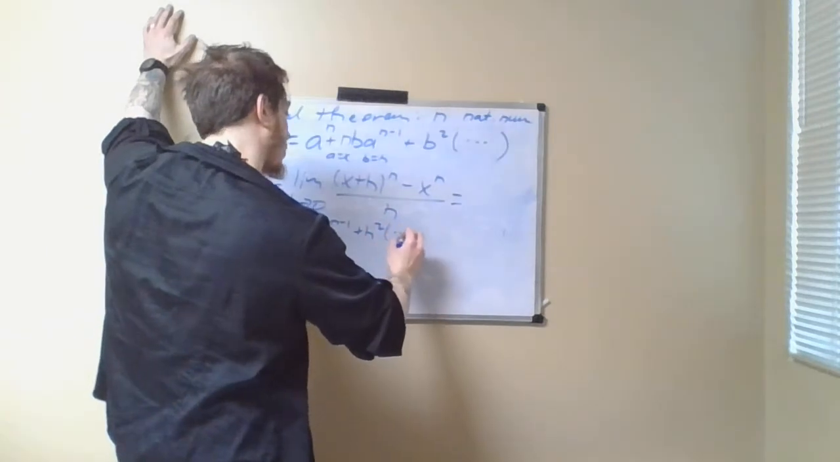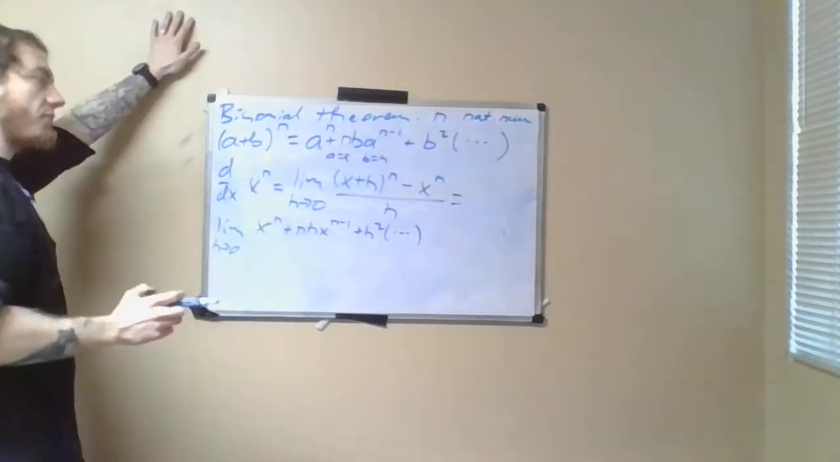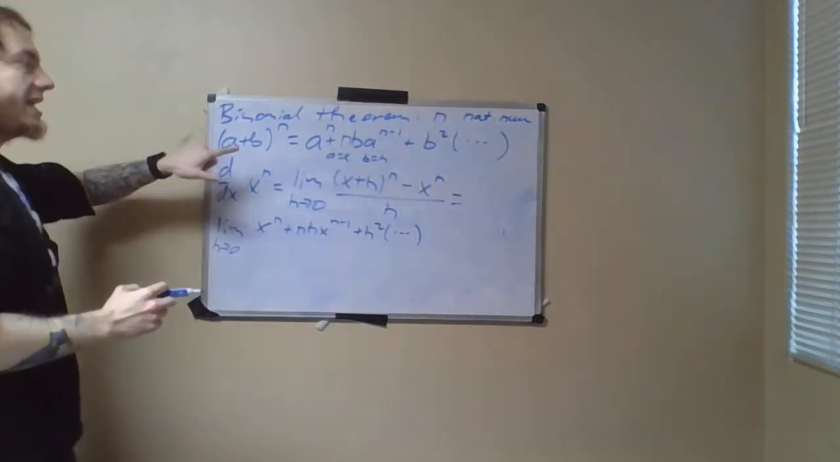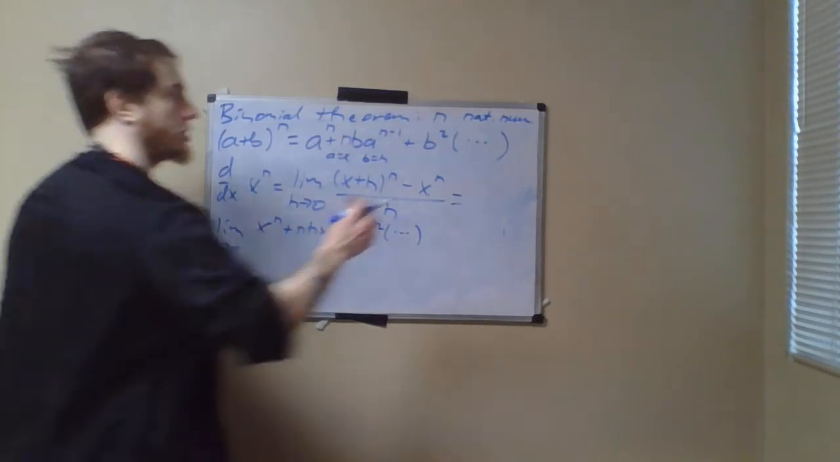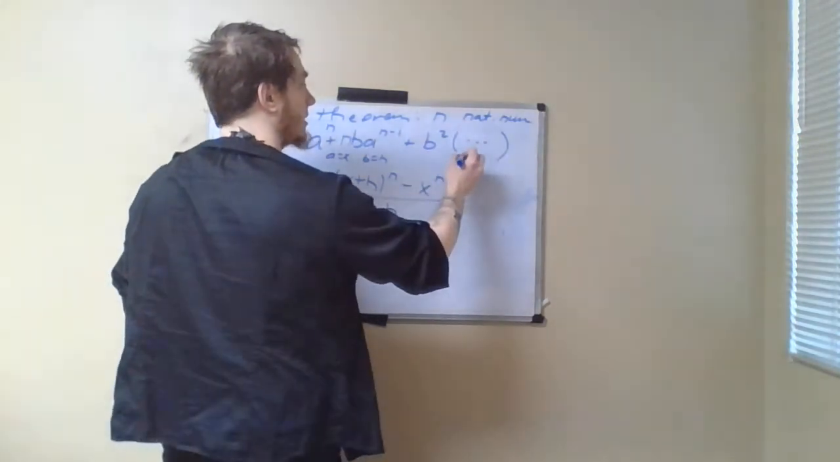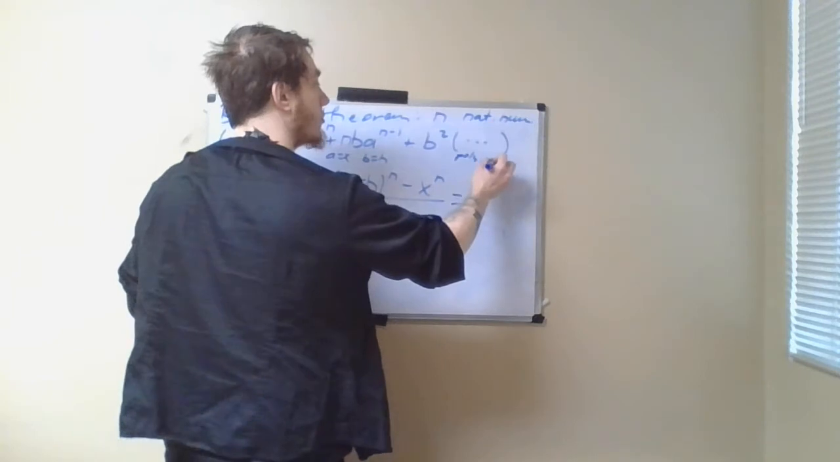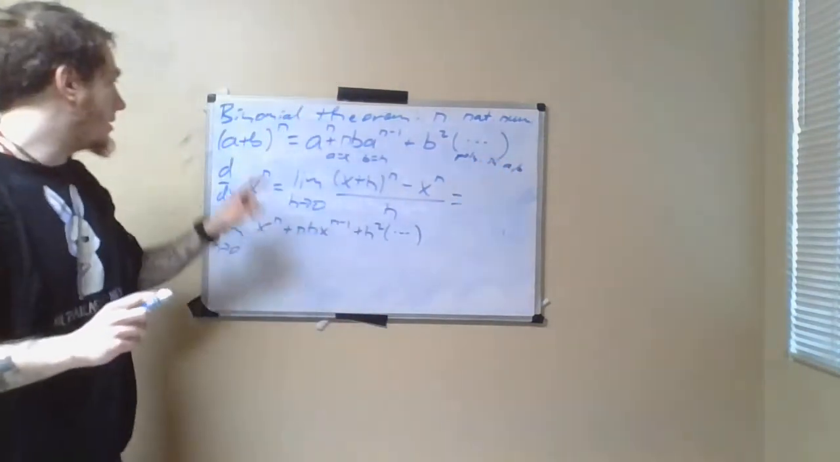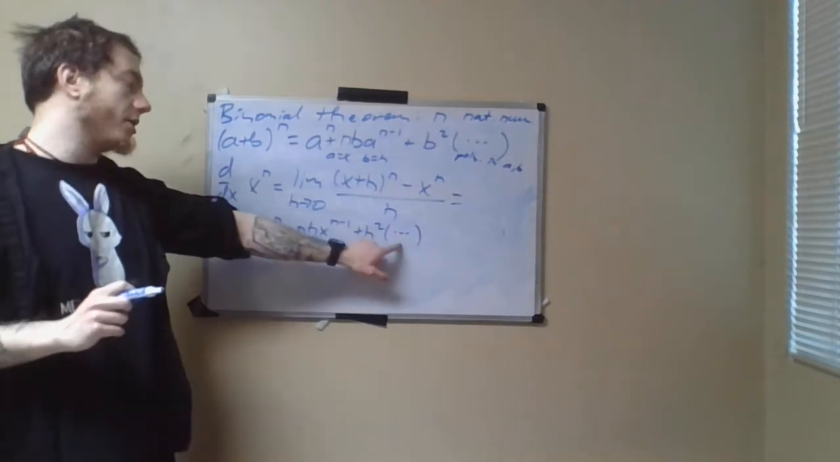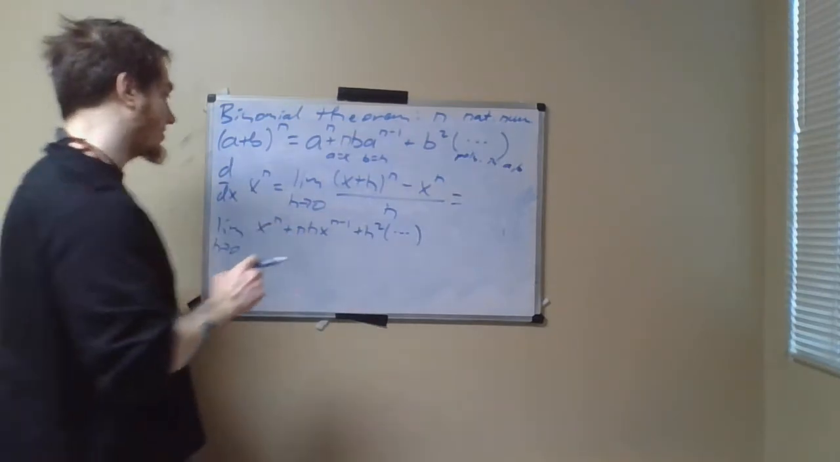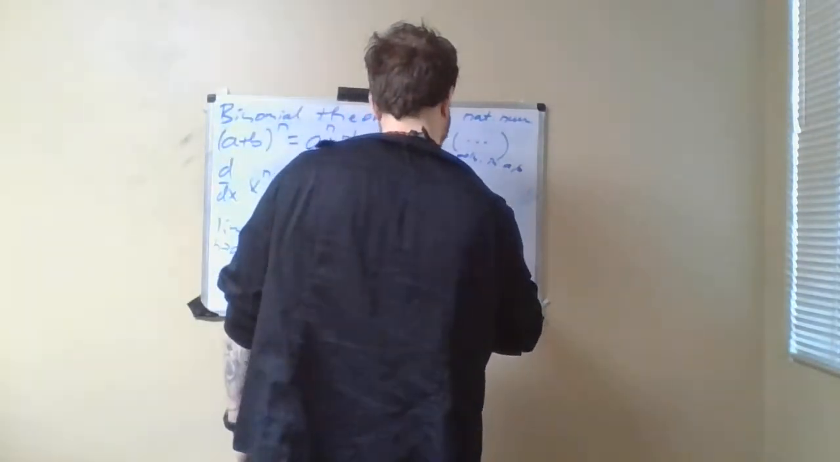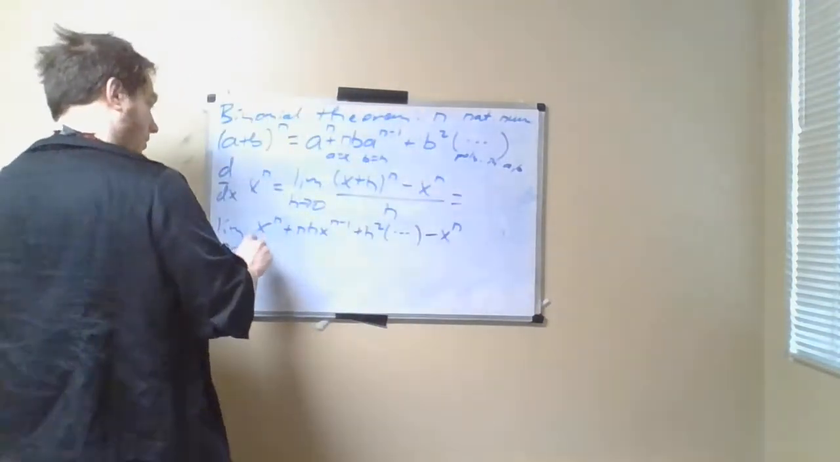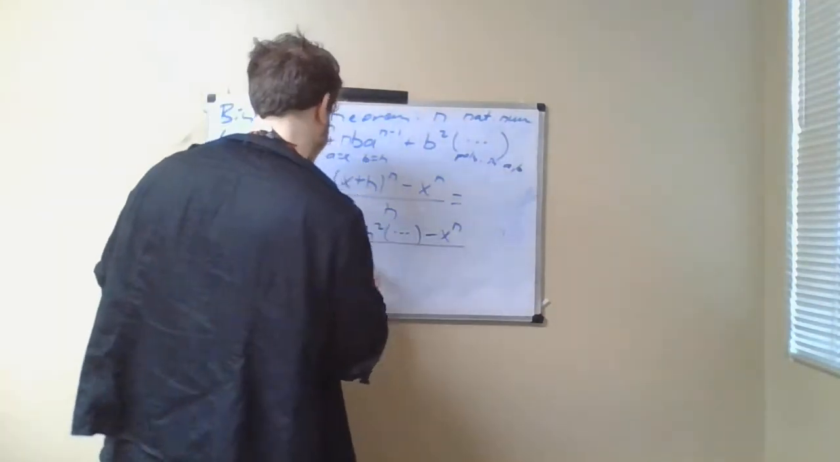plus h squared times a bunch of stuff that's going to be a polynomial in a and b, because I should mention that all of this stuff is some polynomial in a and b in the binomial theorem. So this is a polynomial in h and x. And then I'm subtracting x^n. All of that is now going to be divided by h.